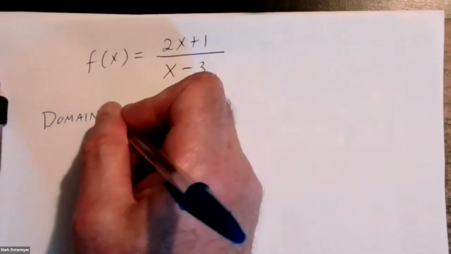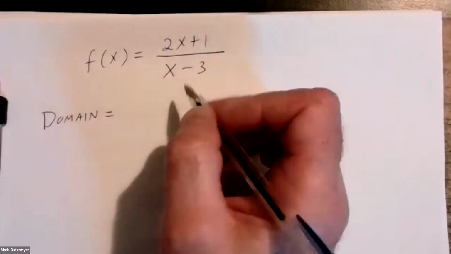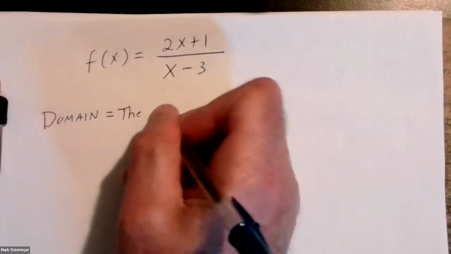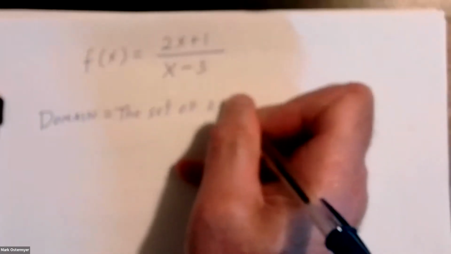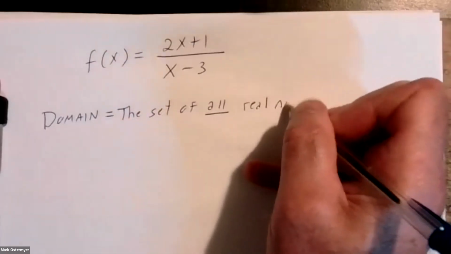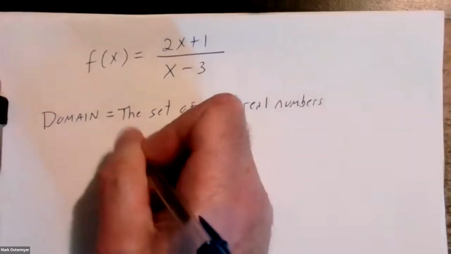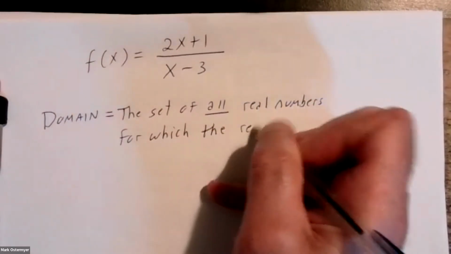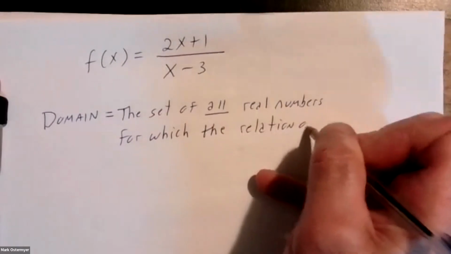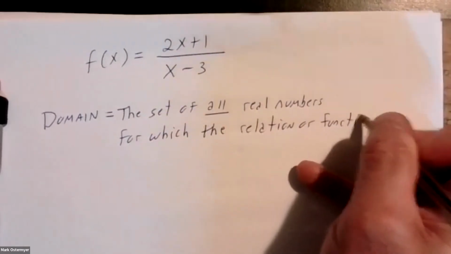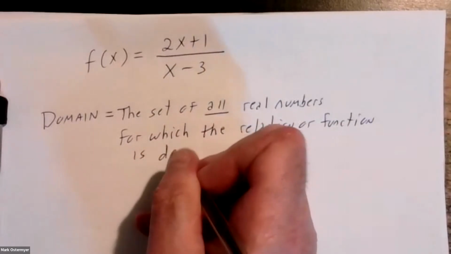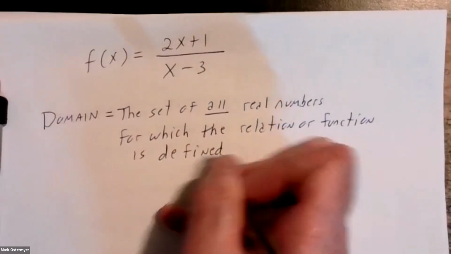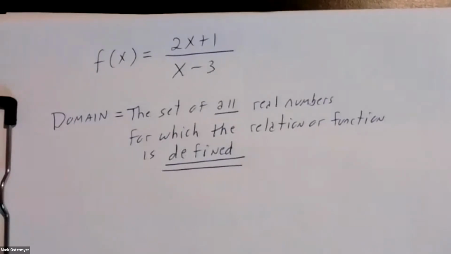Here's an alternative definition for the domain. The domain could also be defined to be the set of all real numbers for which the relation or function, whatever the case might be, is defined. That's an alternative definition for the domain. It's the set of all real numbers for which a relation or a function is defined.